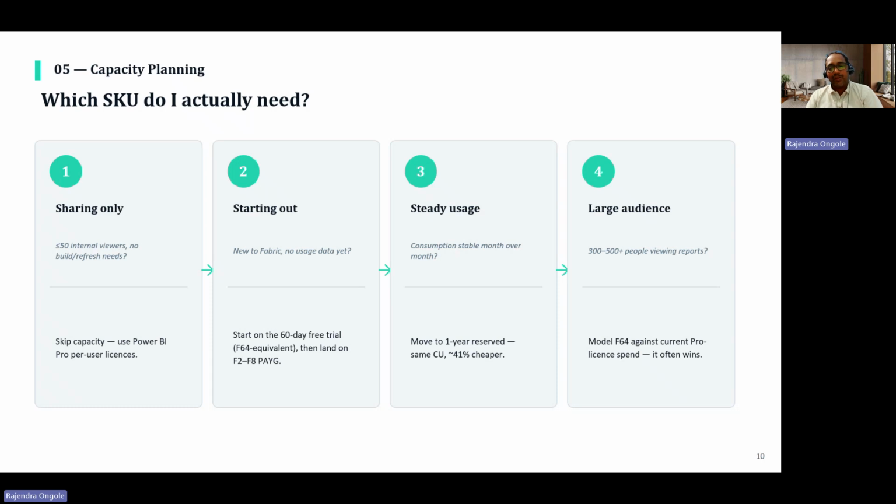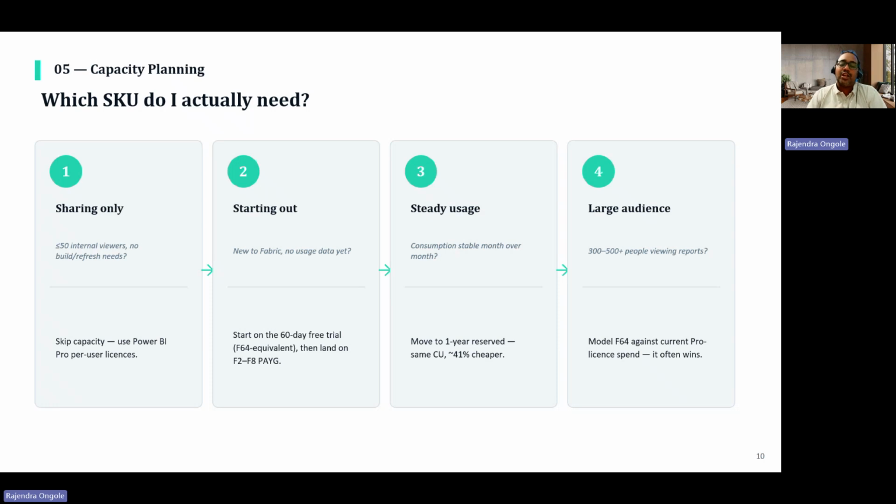After that, you obviously have to go with a specific SKU, starting from F2, and you can choose accordingly. After 60 days we will get some idea of the workloads required for our project. We will decide it, and like that we can choose the license capacity. If it is an F4 or F8, as per the earlier slide which I showcased to you, and consumption is stable per month, move to a 1 year reservation. That is the best approach. You can see the same capacity is 41% cheaper.